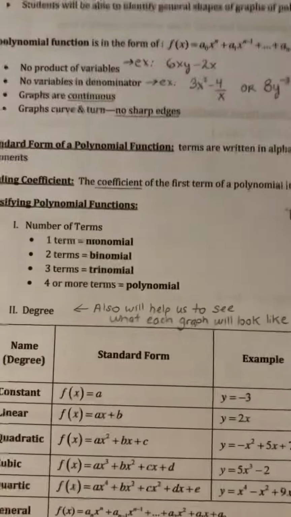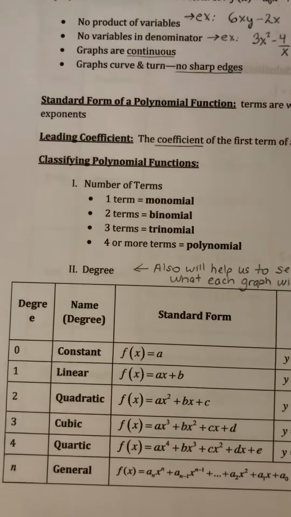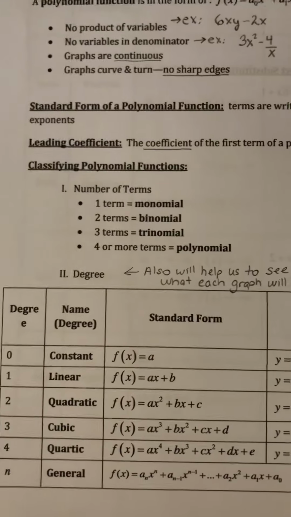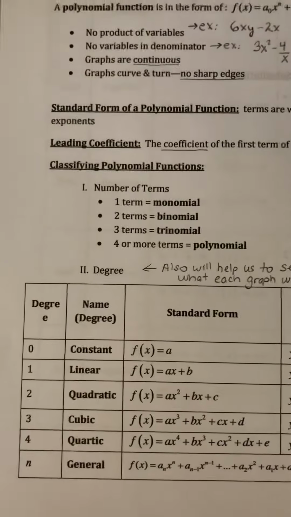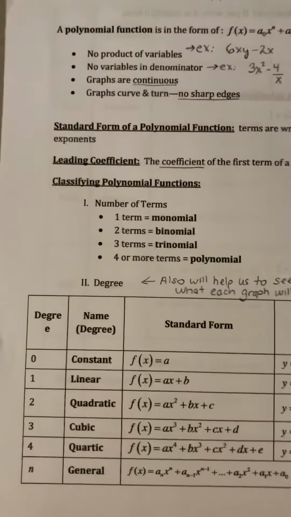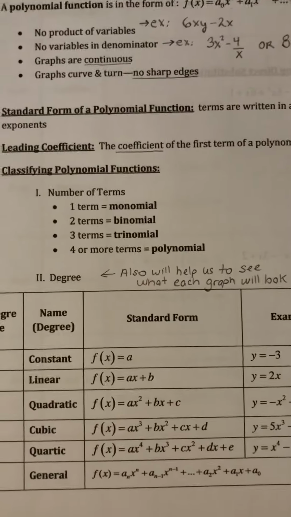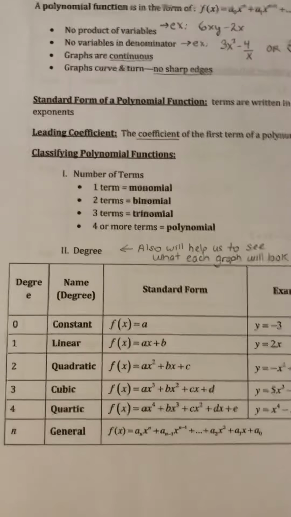We're going to be looking at how to classify these. One term is a monomial, 2 is a binomial, 3 is a trinomial, 4 or more terms is a polynomial. We're also going to look at the degree. You find the degree from the highest monomial there, and so it's going to be your first term. And the degree will also help us to see what each graph will look like. We'll talk about that more as we get through the notes.